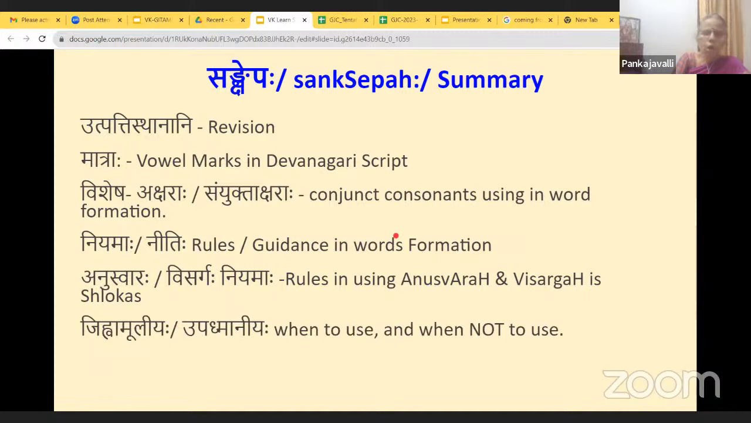We also saw, not today but earlier, how to use Jivamuliya, when to use it and when not to use it. Like we said, whenever there is a full kshа, as in Sukha Kshami, when a ksha comes, Jivamuliya cannot be used. Likewise, even when the pada is split, as in Parthaha Pitrinata, the Upadhmaniya cannot be used. You must use the full hakara.